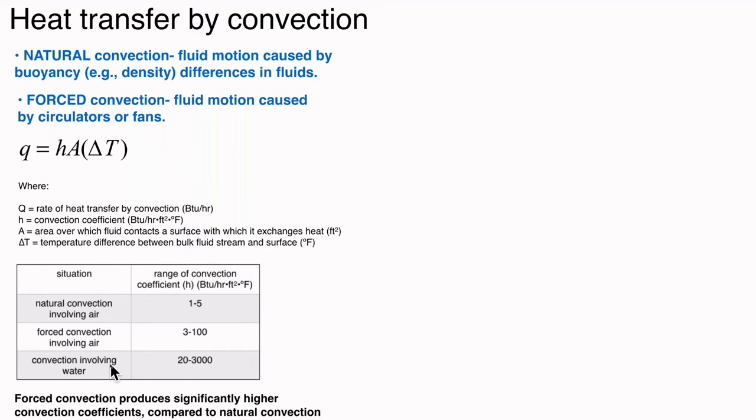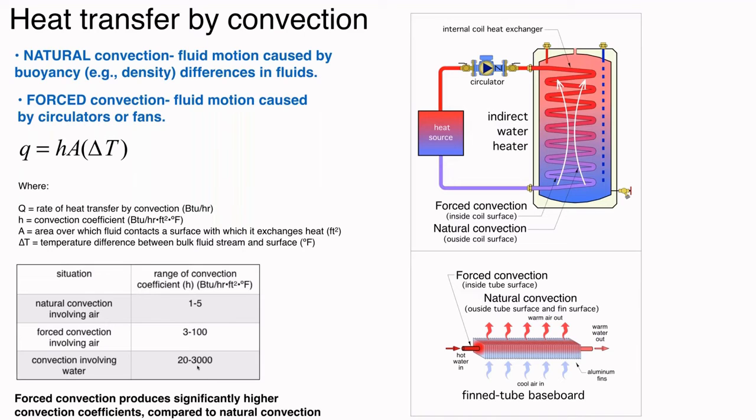We want turbulent flow in heat exchangers. And when we get to water, because water has much higher specific heats and higher densities, you can see convection coefficients can be over a much, much wider range. This can certainly have huge consequences as far as the rates of heat transfer. In many cases, we have examples in our HVAC systems of hardware that involves both forced and natural convection. An indirect water heater.